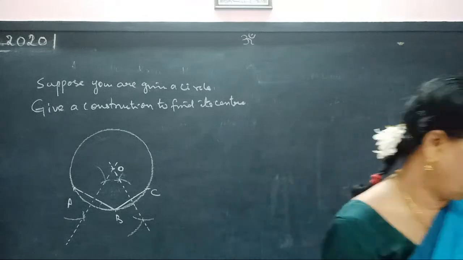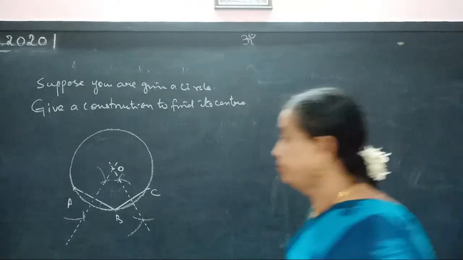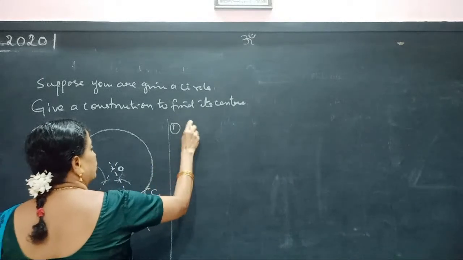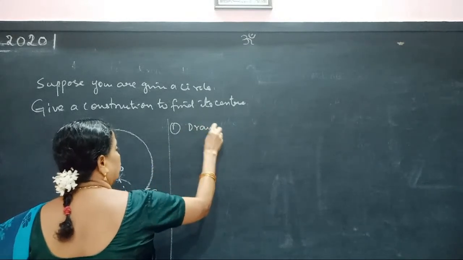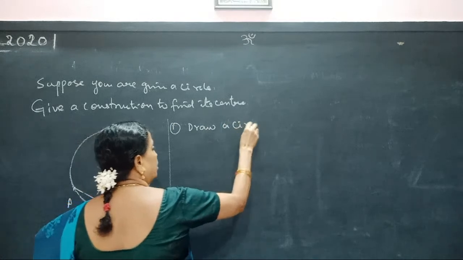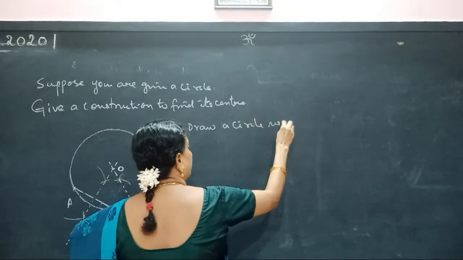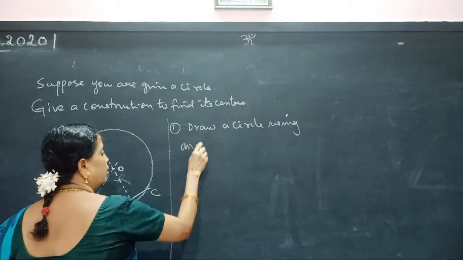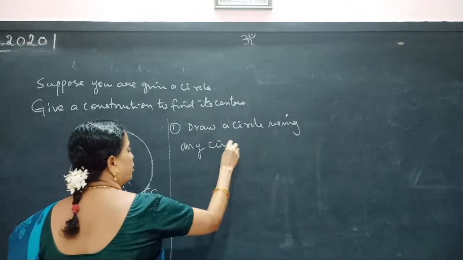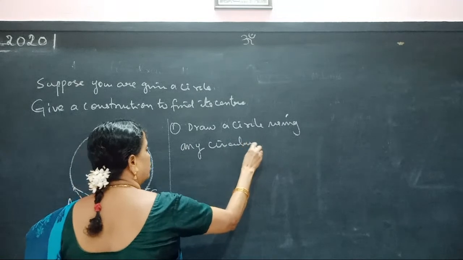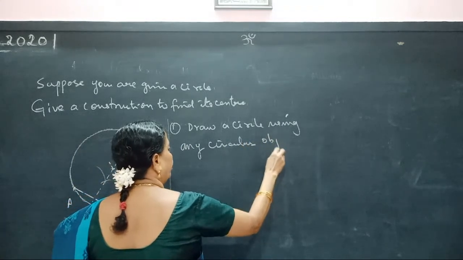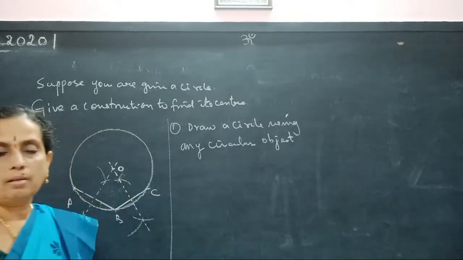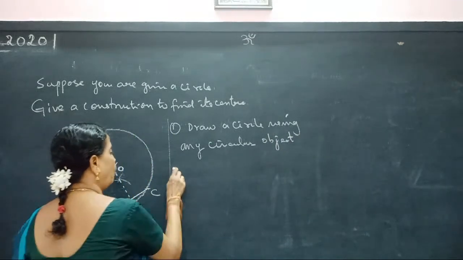Okay. Step 1: Draw a circle using any circular object, or you can mention using a bangle. First point. Point number 2.